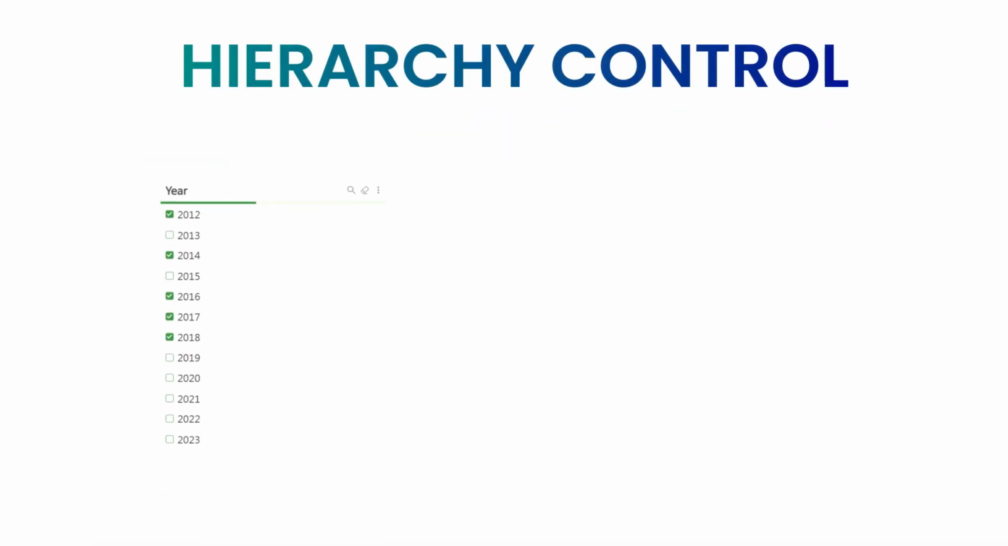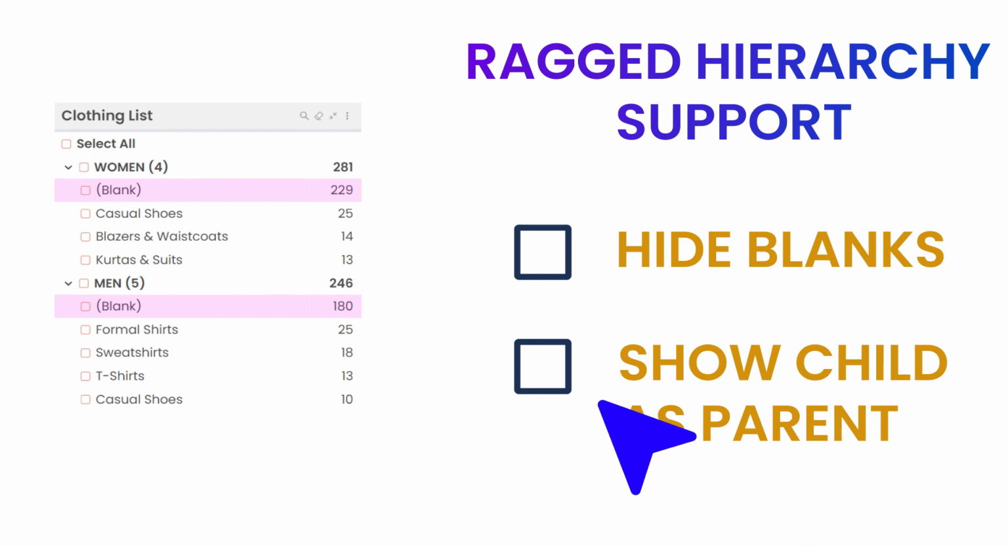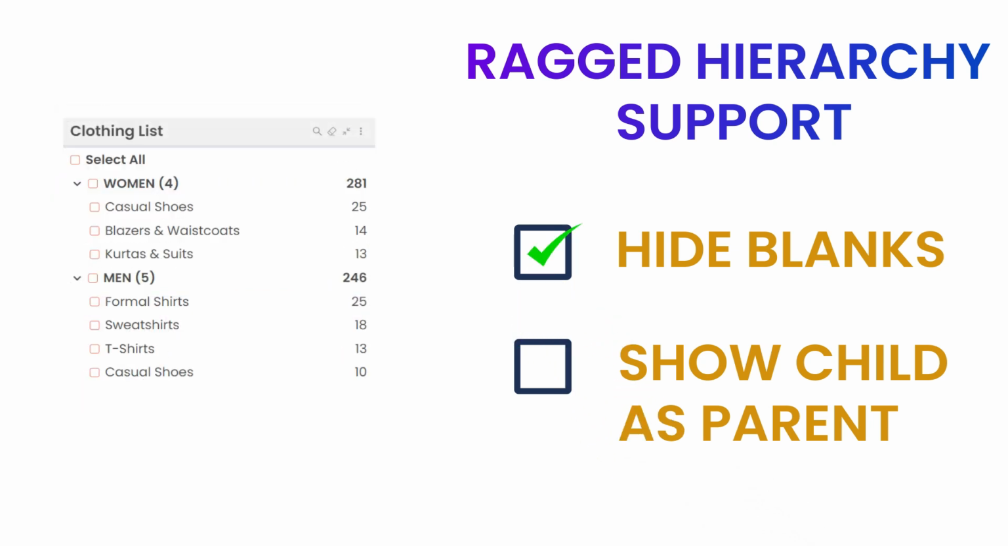Add single or multiple hierarchies and display data clearly. Have blank values or categories in data? Manage them with ragged hierarchy support.